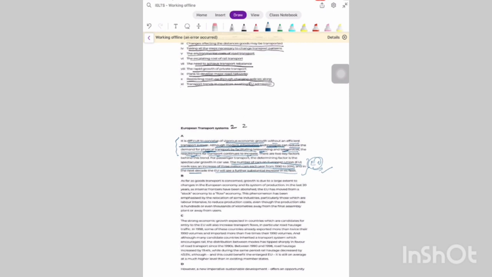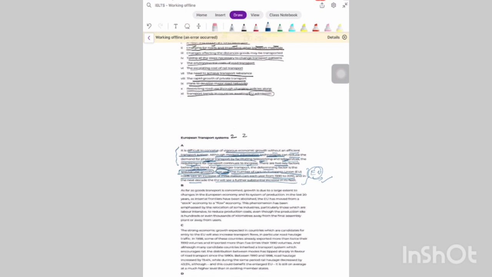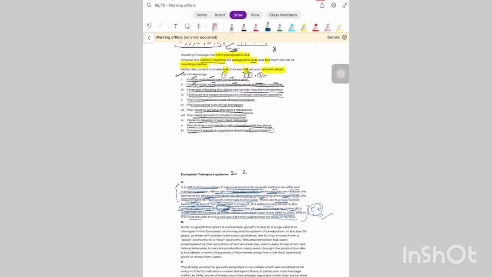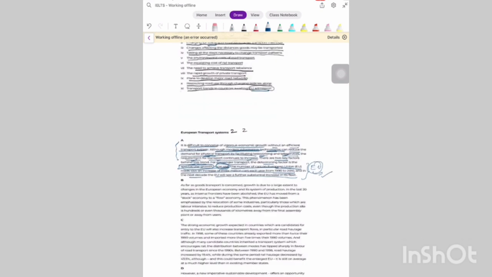So one line remains. Let's just skim through it. There are 2 key factors behind this trend. For passenger transport, the determining factor is the spectacular growth in car use. So here we do not have to look for exact keywords. We do not have to match. Roads is given here and roads is given here; EU admission is given here, and EU is mentioned here too. No. What we have to do is read the para.